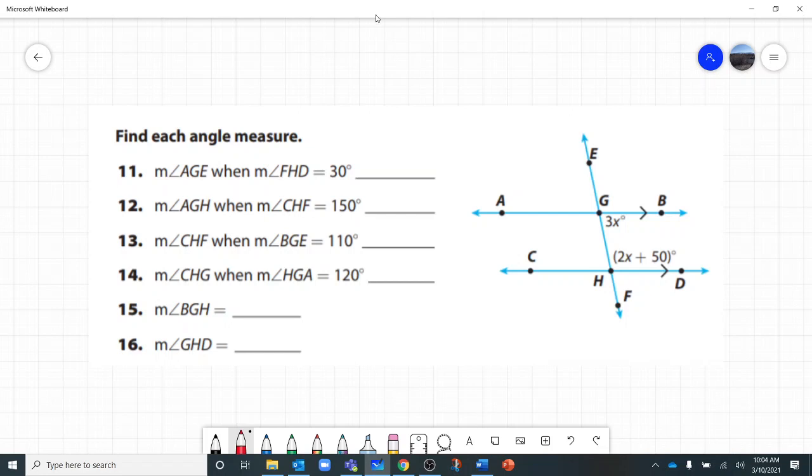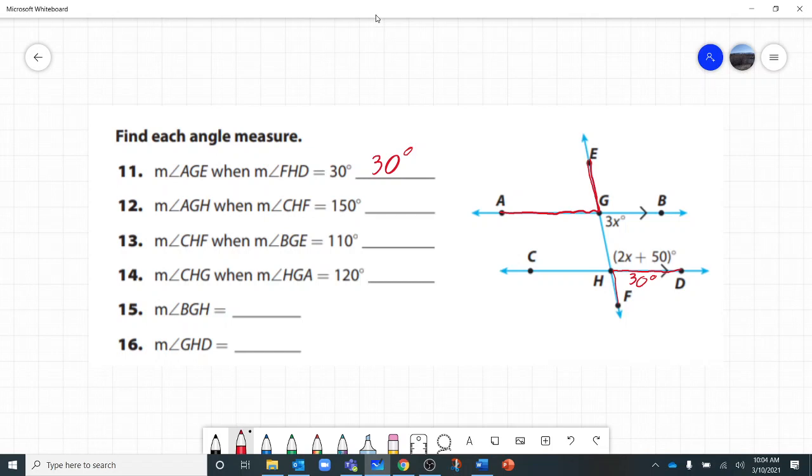Okay, so we're going to look at FHD. They tell us FHD, this angle right here, is 30 degrees. And they want us to find out what is AGE. So that's this one up here. Oops, AGE. I was doing EGA, which is the same angle, but named differently. That shouldn't take us very long. These are alternate exterior angles, and alternate exterior angles have the same measurement, so AGE would also be 30 degrees.